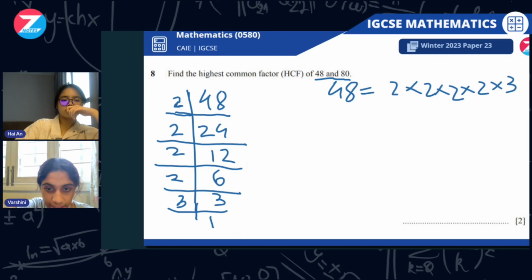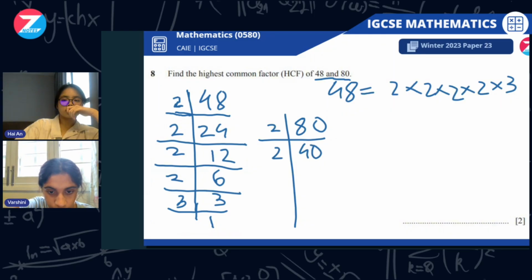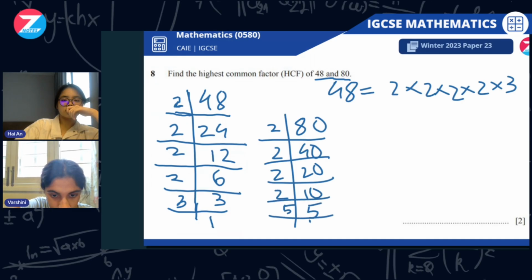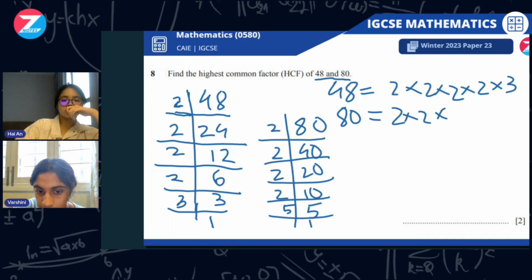So now let's do it for 80. 80 by 2 is going to give us 40. 40 by 2 will be 20. 20 by 2 is 10. 10 by 2 is 5. And 5 by 5 is 1. So we can stop at 1. Now let's write 80 as a product of its prime numbers. It's going to be 2 into 2 into 2 into 2 into 5.